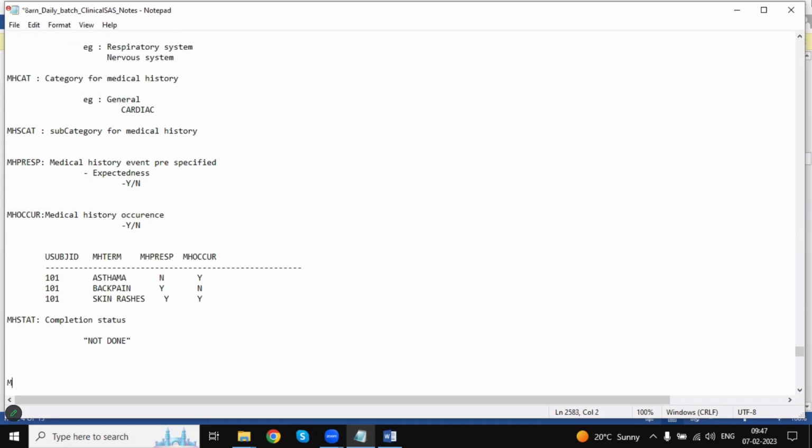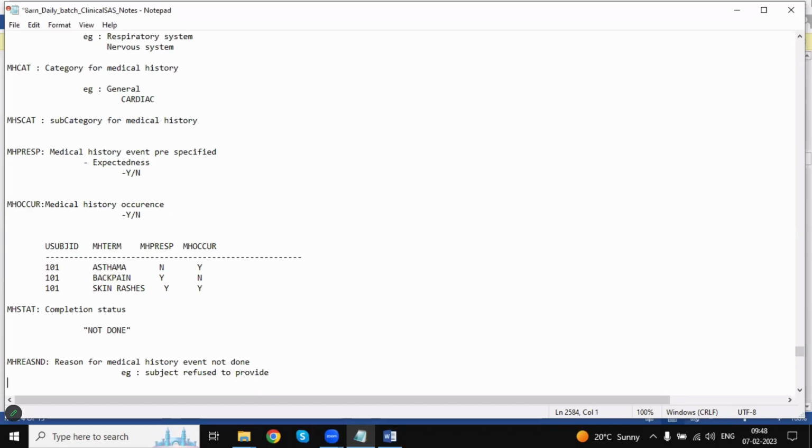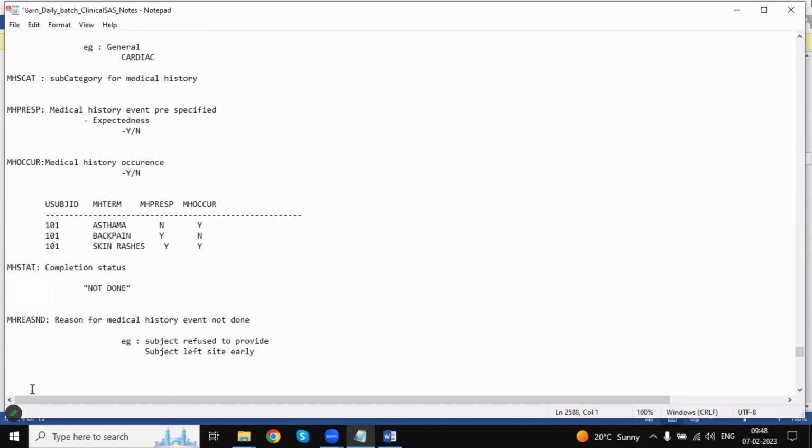MH, next, one more variable you have: MH reason for not done. Reason for medical history event not done. So why are these details not done? It means why this medical history detail was not collected from the subject. You have to write a reason. Maybe, for example, the subject refused to provide the details. That's the reason you haven't collected the details. Or else maybe the subject left the site early, before completing the details. That may also be the reason. So you have to capture the reason also.